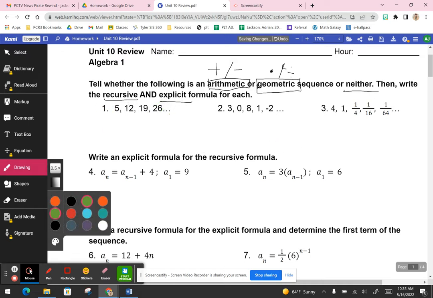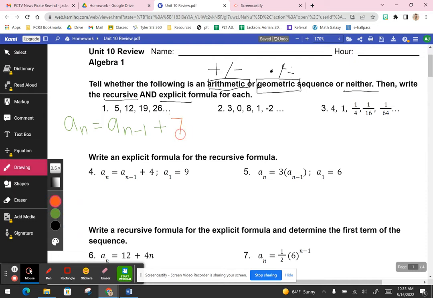Okay, so the other formula is the recursive. And for the beginning part of that, you are literally just rewriting. So you're going to write AN equals AN minus 1, and then at the end it says plus D, plus the difference. So since we are adding 7 every time, I'm going to put 7 at the end. Then you have to put what A1 is, and A1 is 5. And that is it for the recursive. And you have to have both of those for your full answer here.